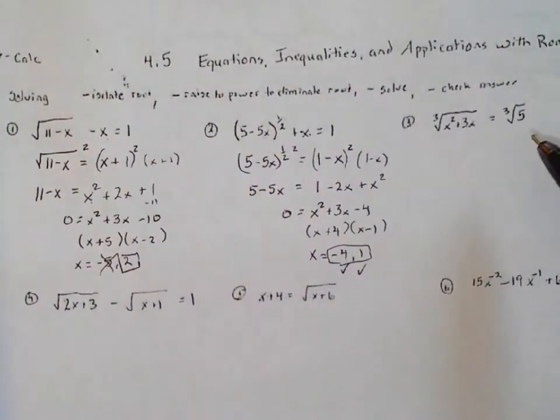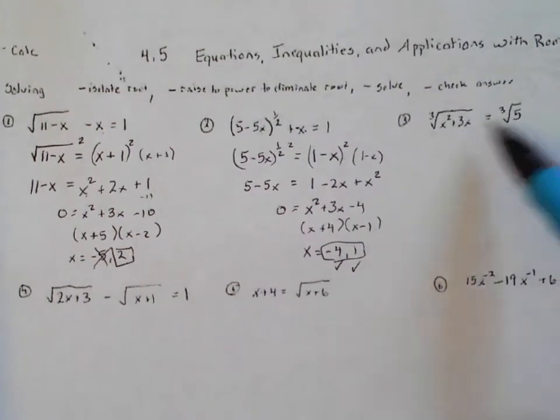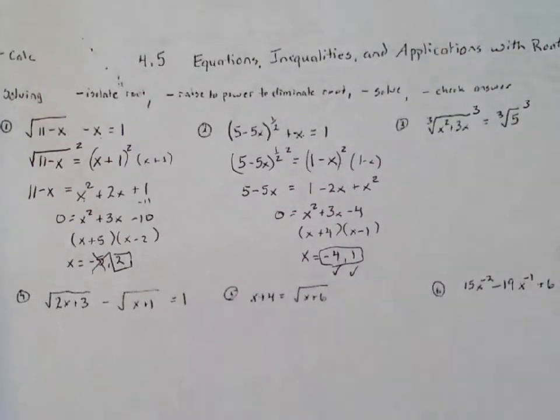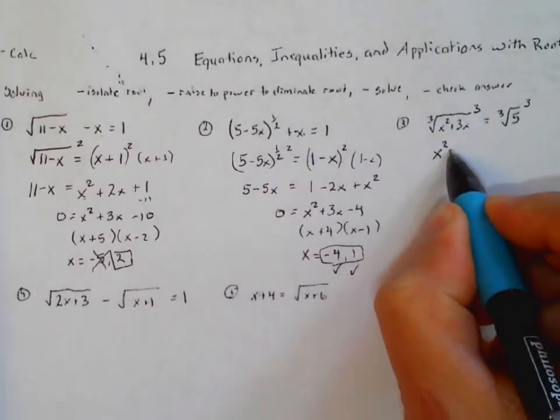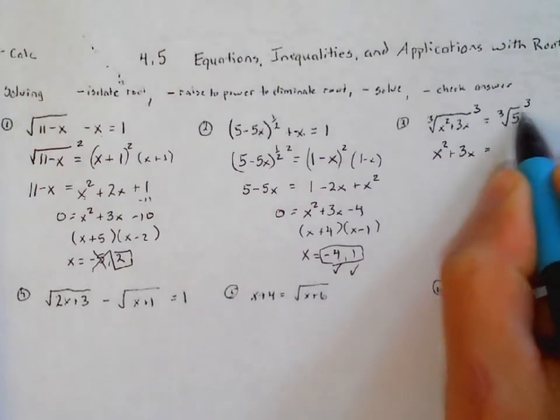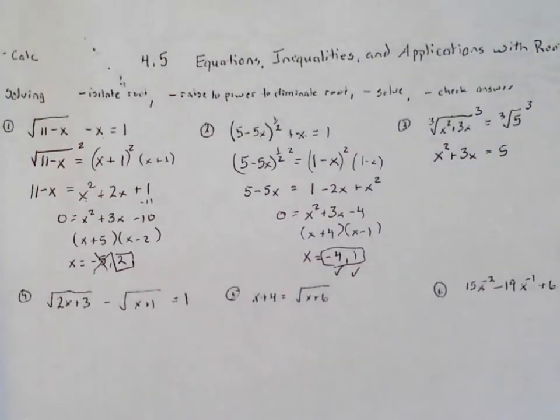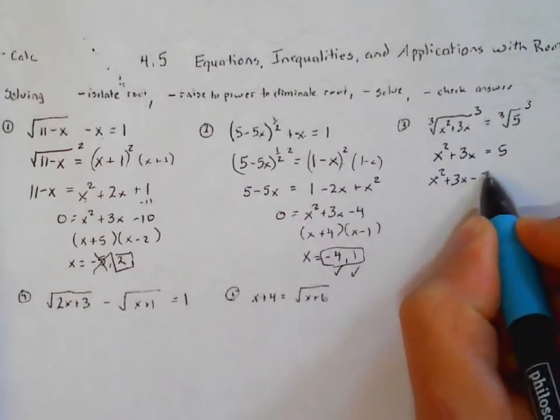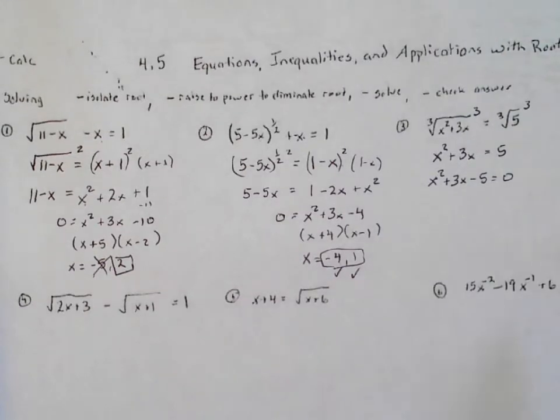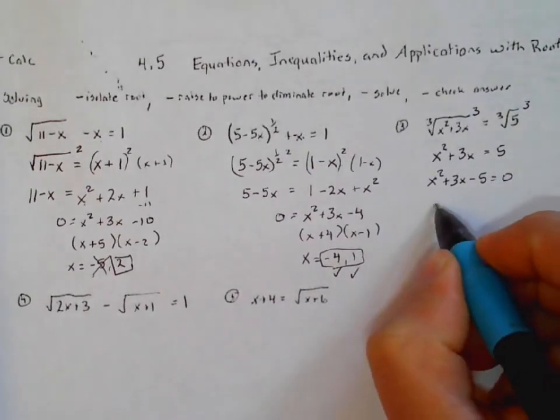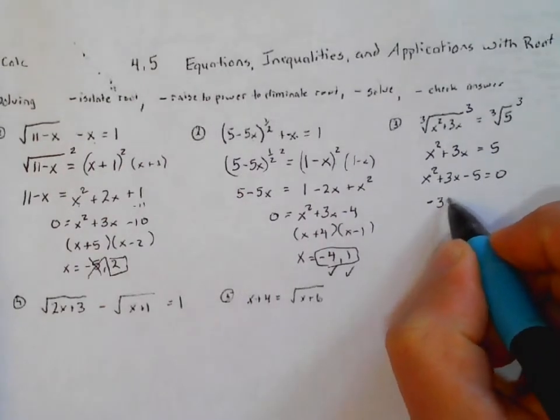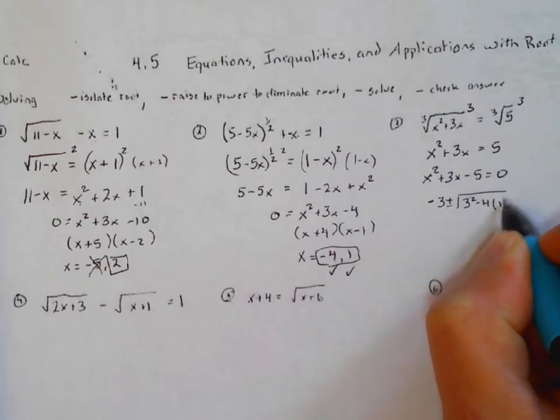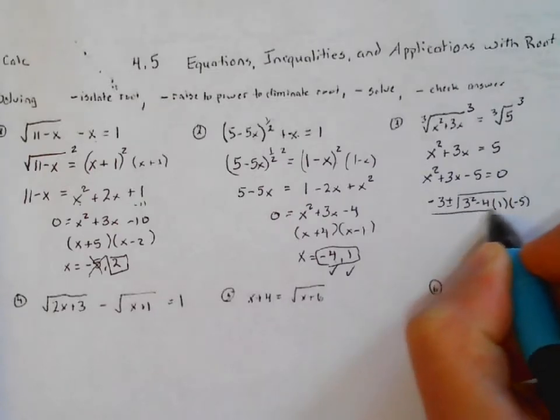Okay, next one here. We already have the radicals isolated, so what we can do is just raise them both to the 3rd power. So the 3rd power and 3rd root cancel out. I have x squared plus 3x, and those cancel out, so I get 5. Okay, so once again, I have a quadratic to solve. I can get this equal to 0. And this one will not factor, so I have to use the quadratic formula or completing the square. So negative b plus or minus the square root of b squared minus 4 times a times c, all divided by 2 times a.